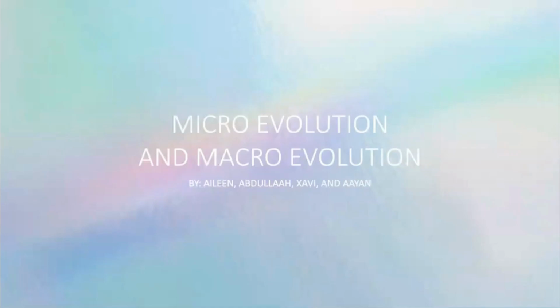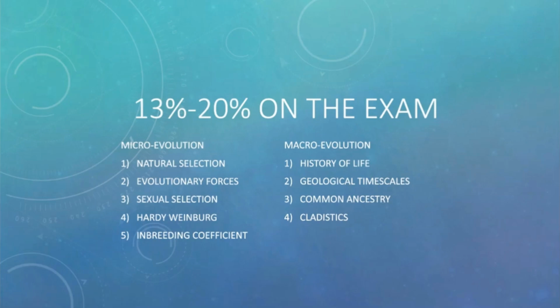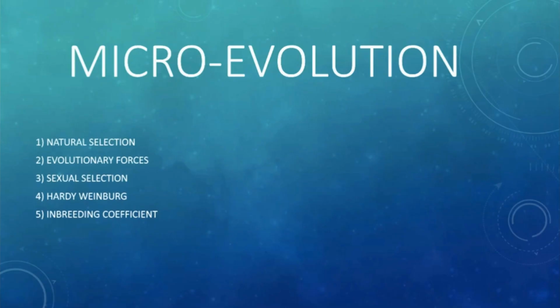Unit 7, which is microevolution and macroevolution. Macro and microevolution have around 13 to 20% of questions on the AP exam. For microevolution, this is going to be natural selection, evolutionary forces, sexual selection, Hardy Weinberg equation, inbreeding coefficient equation. Then for macroevolution, this is going to be history of life, geological timescales, common ancestry, and cladistics.